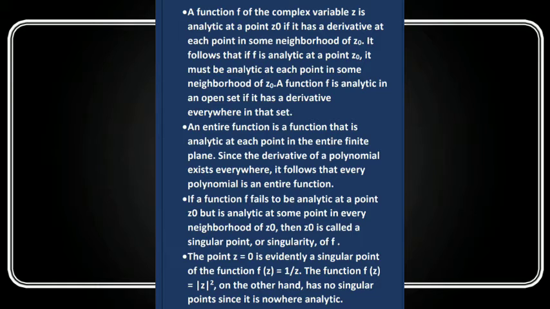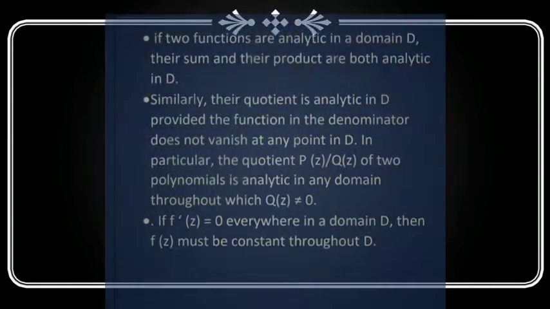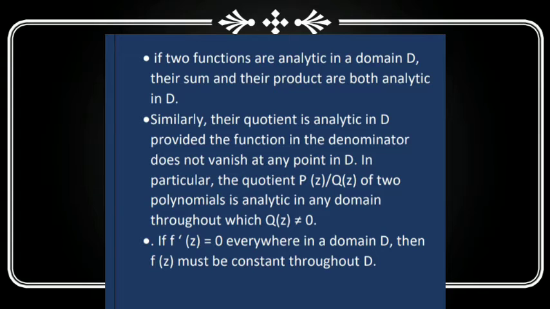For example, when f of z is equal to 1 by z, then at z equals 0, the function does not exist. So here z equals 0 is the singular point. So, if two functions are analytic in a domain D, then their sum and their product both are analytic in the domain D. Similarly, their quotient is also analytic in the domain D, provided that the function in the denominator does not vanish at any point in D.